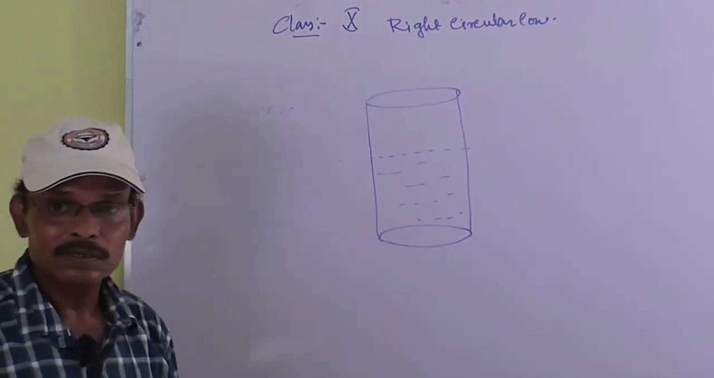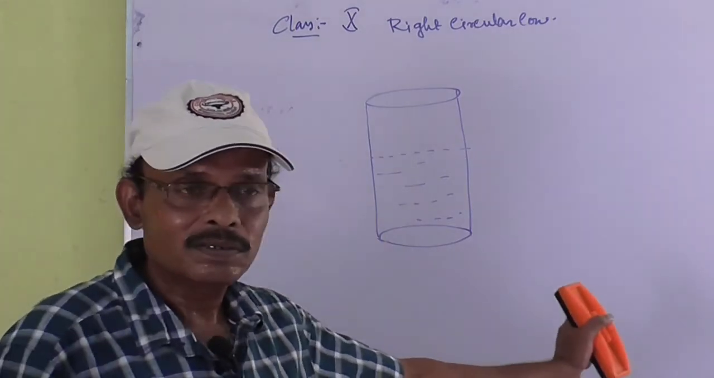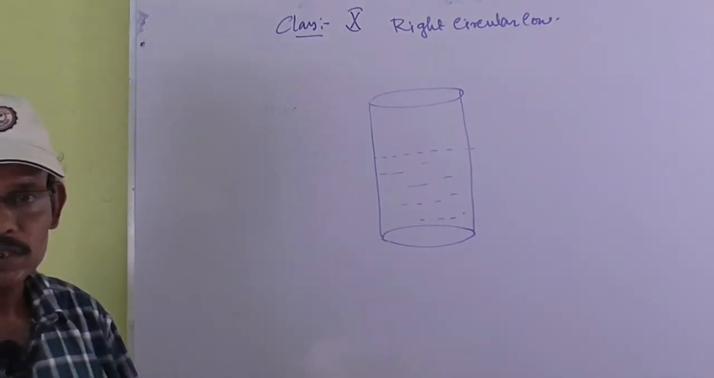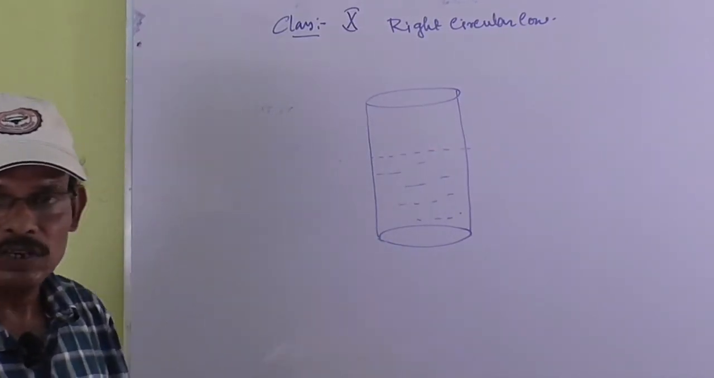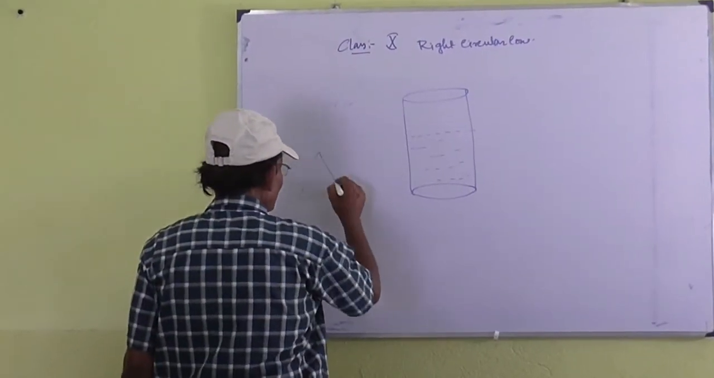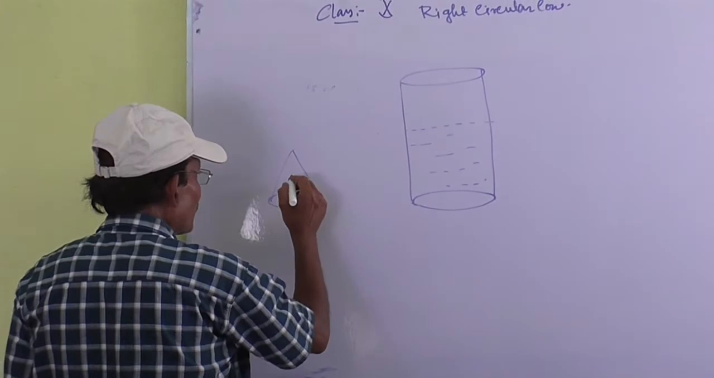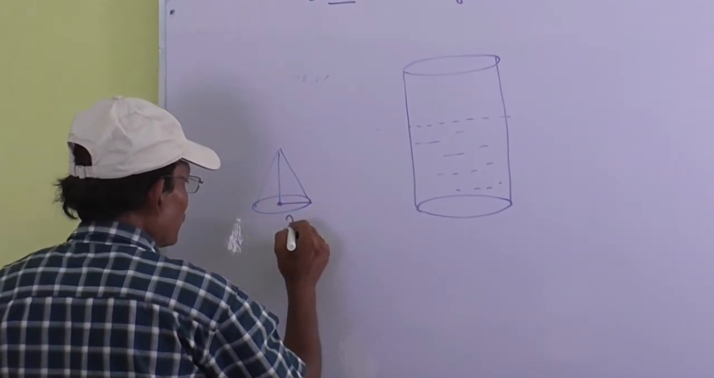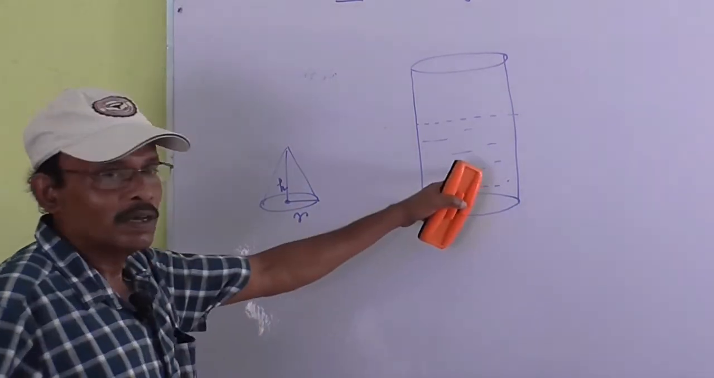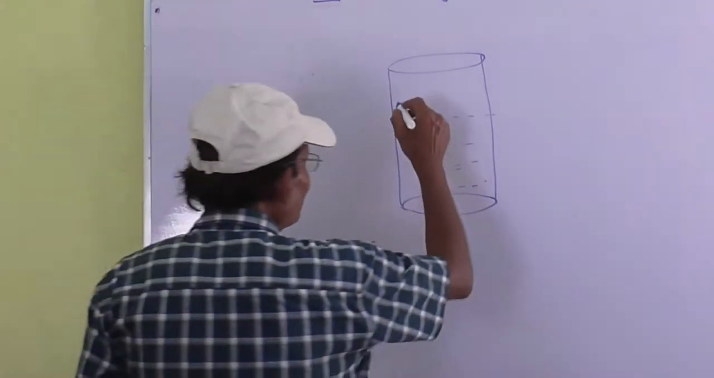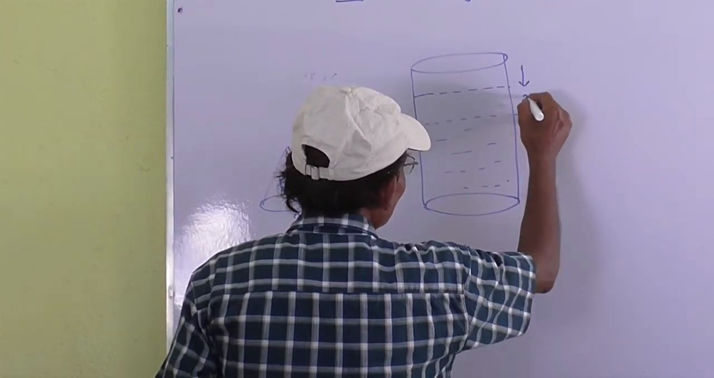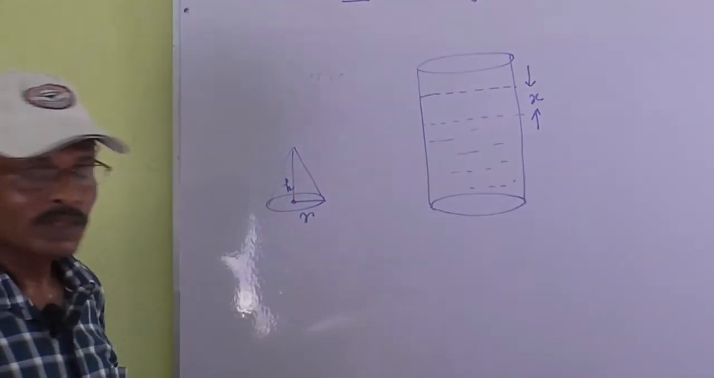Here height is not given. But the question is, if a solid metal cone like this, whose radius r and vertical height h, be poured into the water, the water rises up to a certain height. Let the height be x.